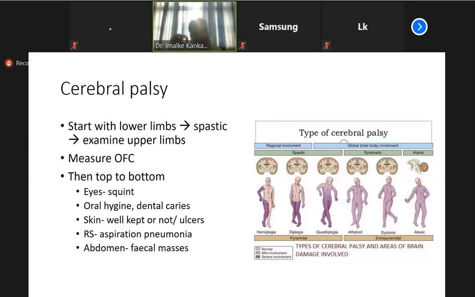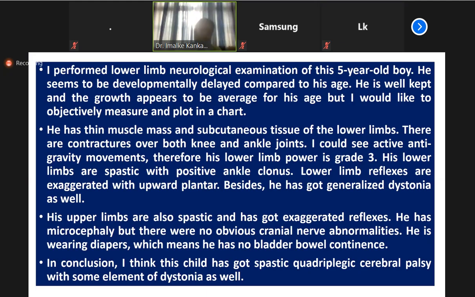Without measuring or commenting on head circumference, you will not be able to get a pass mark in a case like cerebral palsy, right? Eye examination is important just to see whether there's squint. Oral hygiene is important, skin is important, respiratory system, abdominal system. These are very limited focus examinations on other systems. Now how are you going to present?